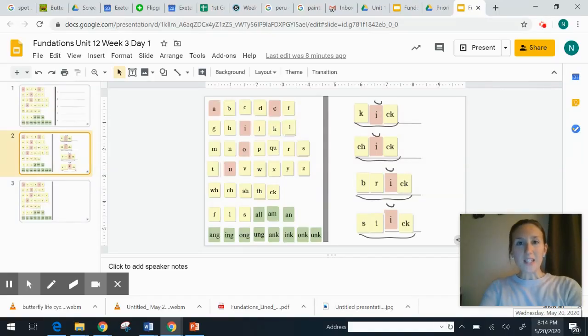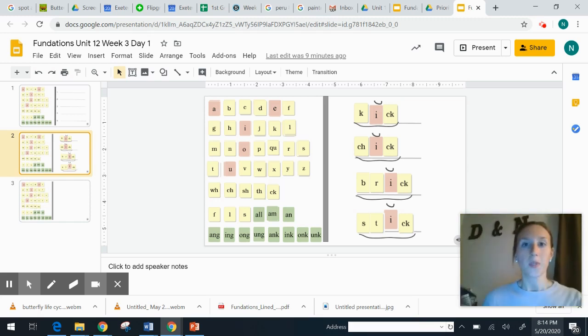Hi friends, it's Mrs. Klein back for another Fundations lesson with you this week. I wanted to start by reviewing what I worked on with you on Monday, which was the ick sound that comes in two syllable words versus one syllable. So here again, I'm just showing you the slide that had the one syllable words on it, which were kick, chick, brick, and stick. And they end with the CK digraph.